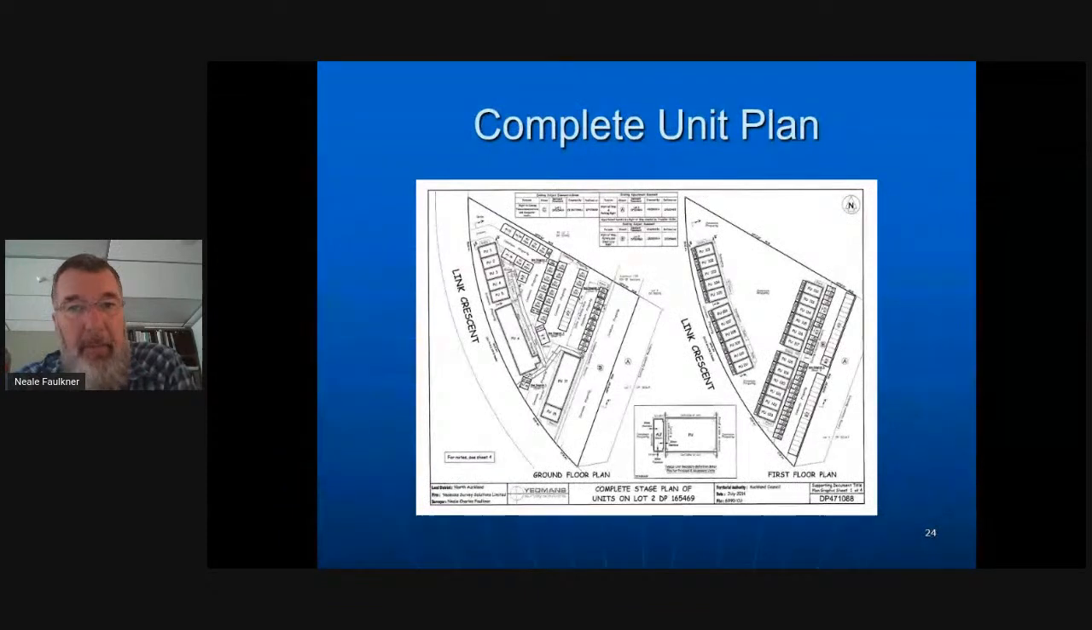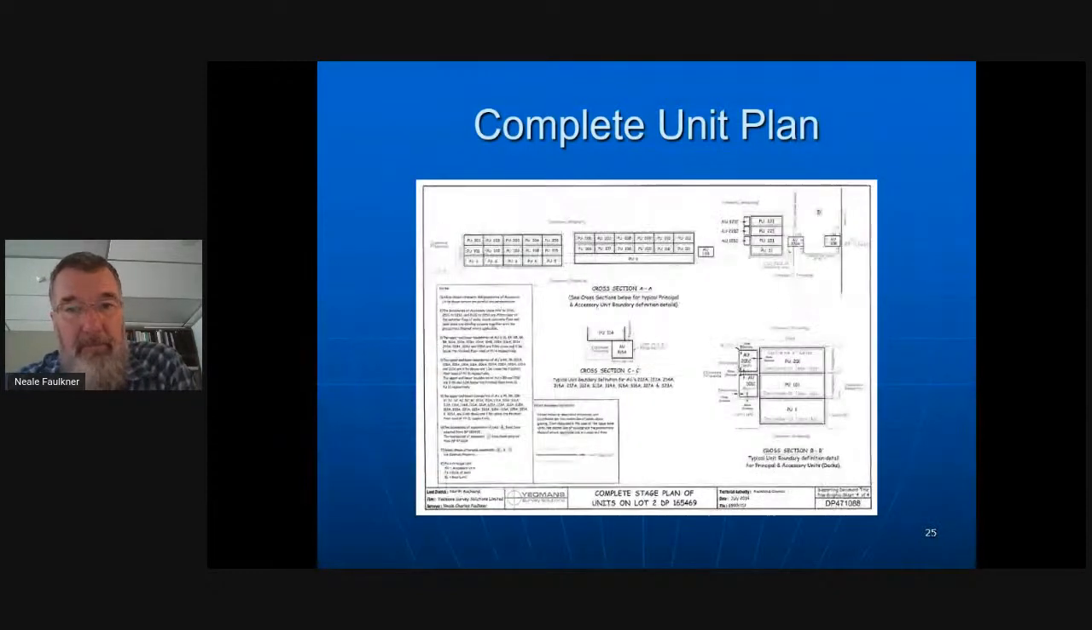And here's the complete plan. So basically it's the same as the PUD, except all of the units are now defined, all of the unit boundaries are now defined, everything's solid lines as opposed to dashed lines, and this is the complete plan, and all the other ones disappear out, and this plan supersedes all of the other ones.